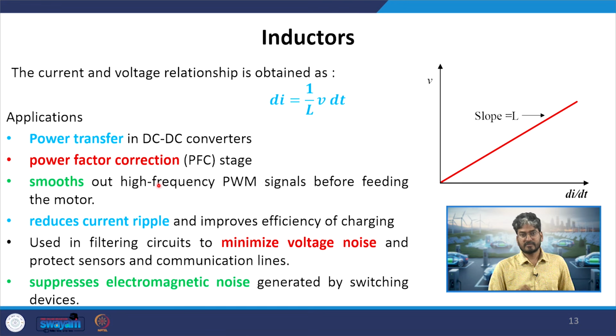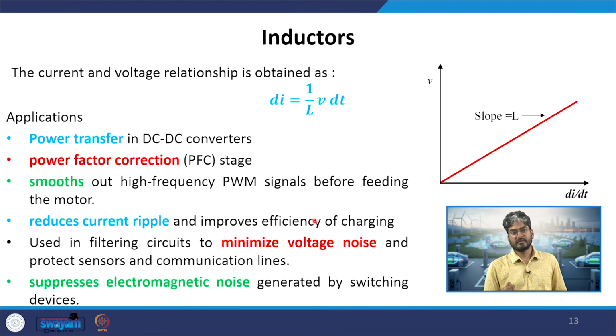Then it smooths out high frequency PWM signals before feeding into the motor. So, at the output stage, we have seen that we had the electric motor, then the feeding component to this electric motor was the DC to AC converter. Okay. So, in that converter, at the output stage, we can use the inductor to smooth out our current which is fed into the motor. Okay, so it will be used as a filter also. So, it reduces the current ripple and increases the efficiency of charging.